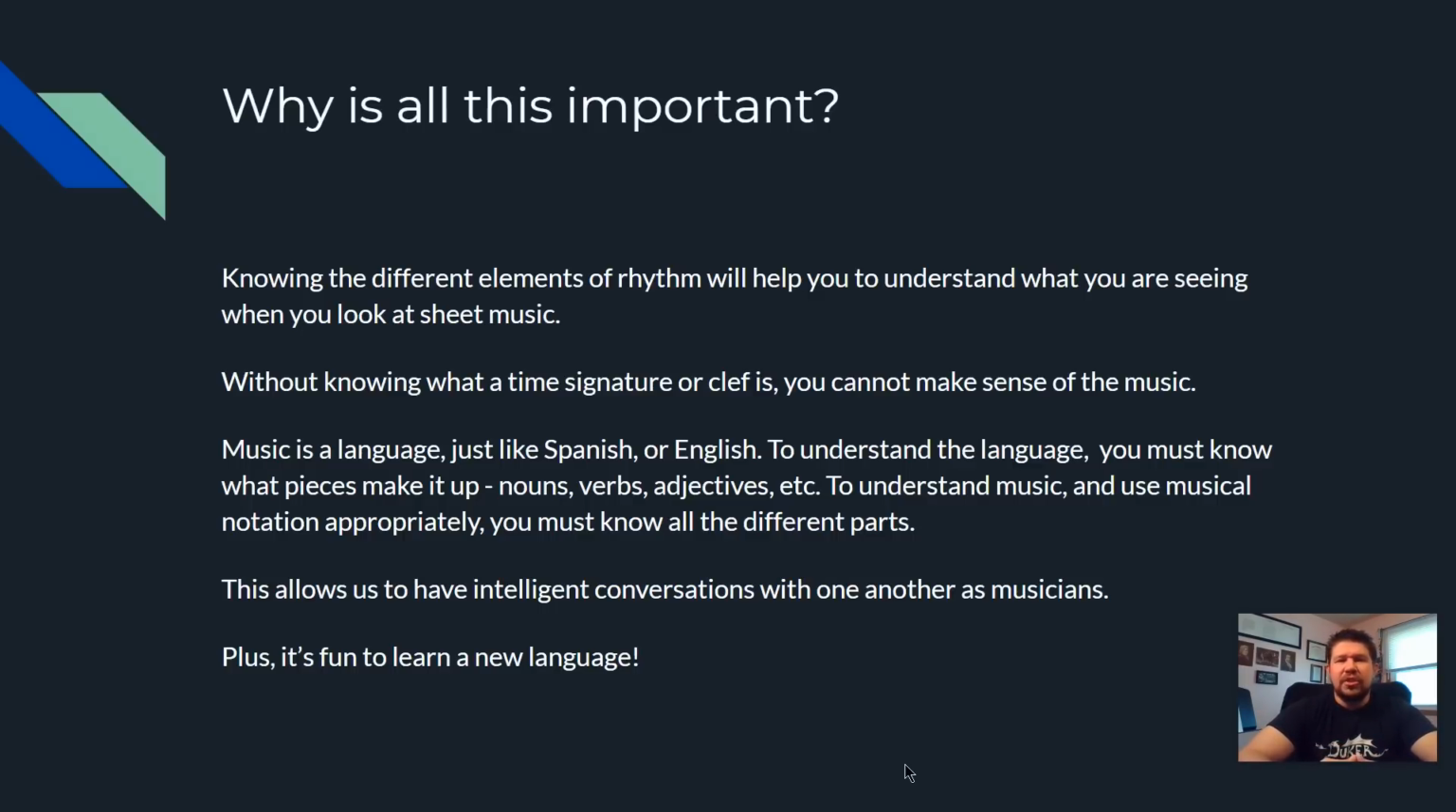To kind of draw an analogy here, music is a language, just like Spanish or English or Polish or whatever it is that you know how to speak or you've heard spoken before. To understand the language, you absolutely must know what pieces make it up, which is why in reading we talk about verbs and nouns and adjectives and all of those different sorts of things that are going to be part of language. To understand music, we use the musical notation appropriately. We have to know all those different parts as well. This allows us to have intelligent conversations with one another as musicians, and plus, it's pretty fun to learn a new language, isn't it?